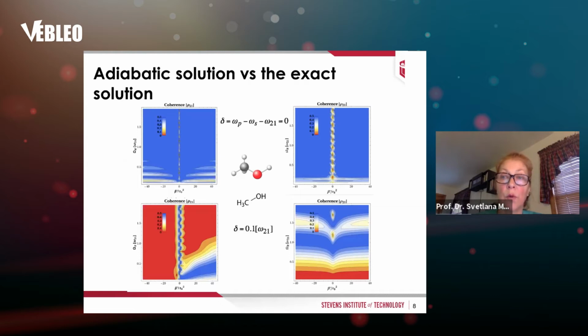for a broad range of field intensities, the chirp rate on the x-axis and the Rabi frequency on the y-axis. At the same time, coherence in the off-resonance system, representing the background noise, is strongly suppressed, and it is shown in red color also for the broad range of field parameters. These results are obtained for the methanol molecule shown in the middle.